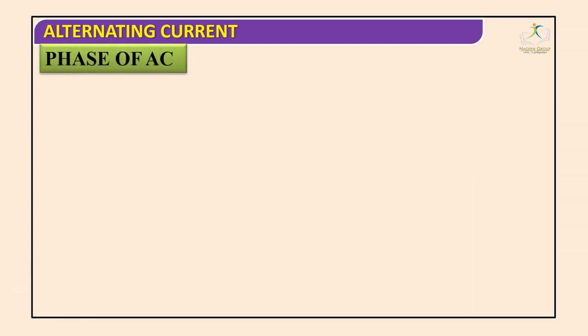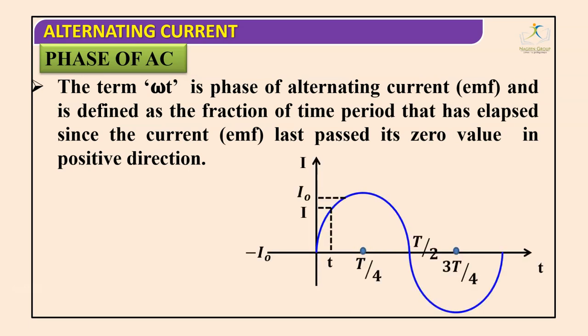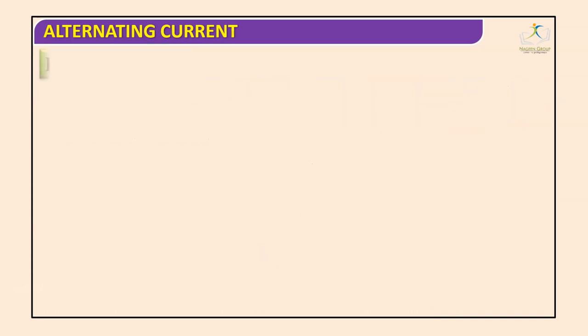The first topic is the phasor or phase of AC. The term omega t is the phase of alternating current or EMF, and it is defined as the fraction of a time period that has elapsed since the current last passed its zero value in a positive direction, as you can see over there.